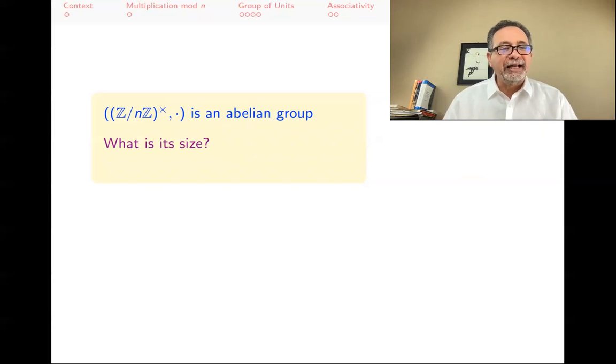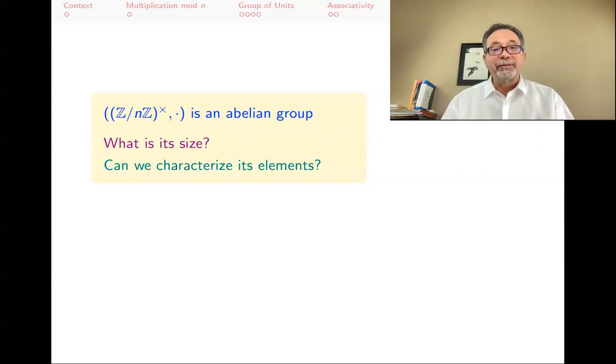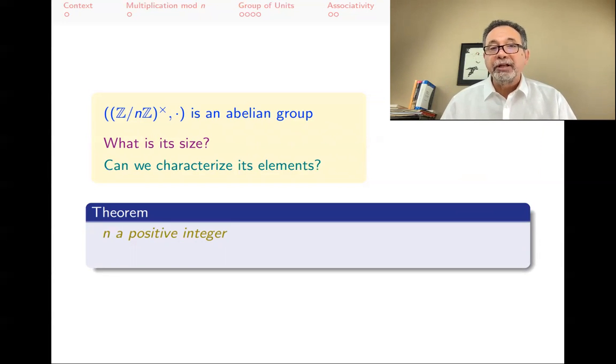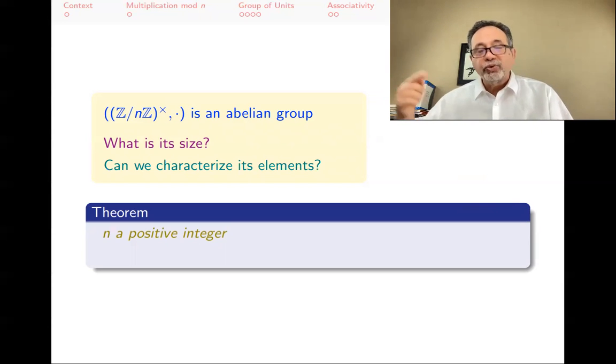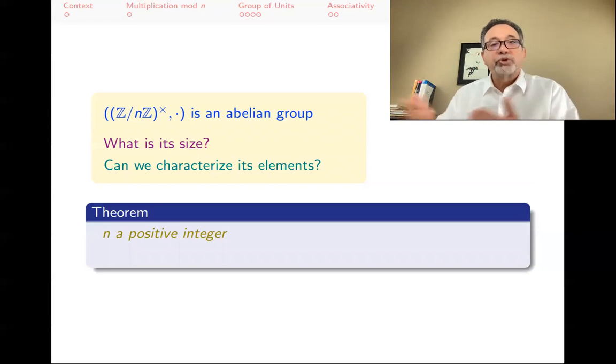But what is its size, and can we characterize its elements? Those are the next questions we want to answer. The following theorem is a pretty important theorem. I told you what the elements of this group of units are: those elements that are invertible. But what are those? Like if Z mod 18Z walks in the door, do I have to go through every element and decide if they're invertible or not? Or is there some way I can say which ones are not, which might help me in terms of finding the size of the group of units of Z mod 18Z, for example?